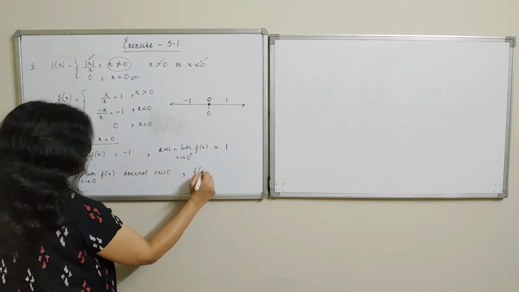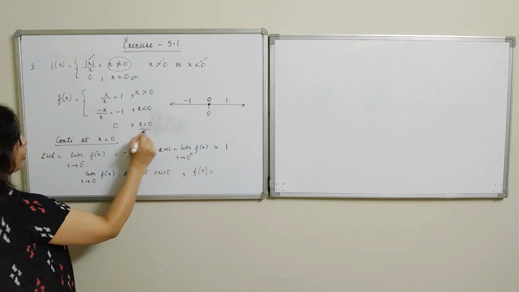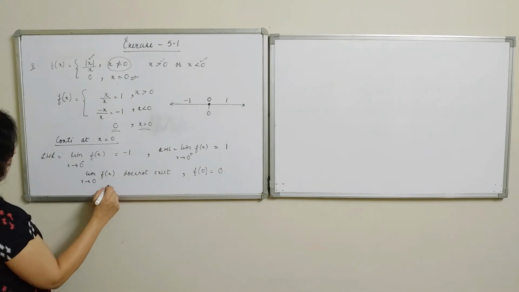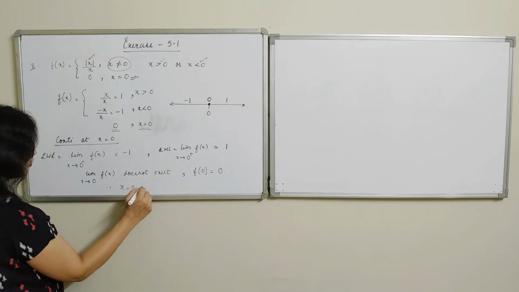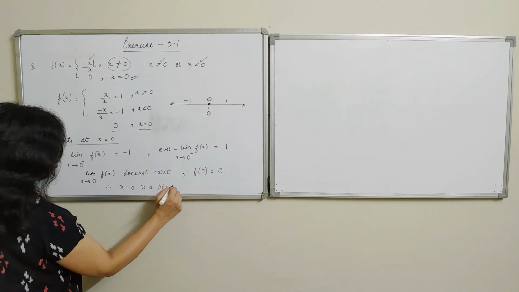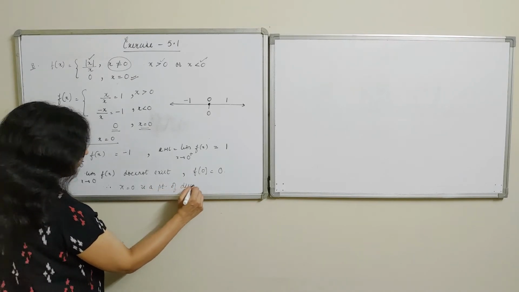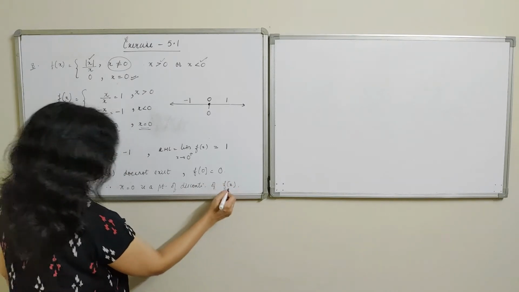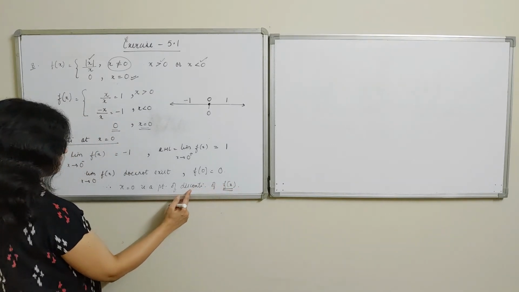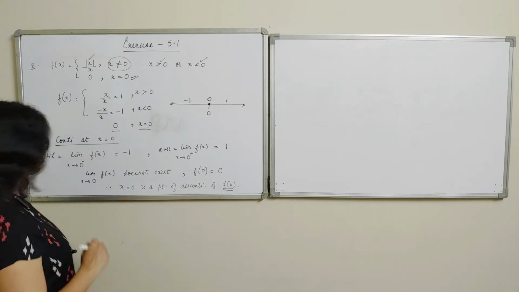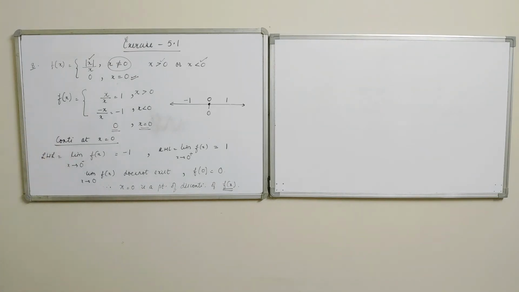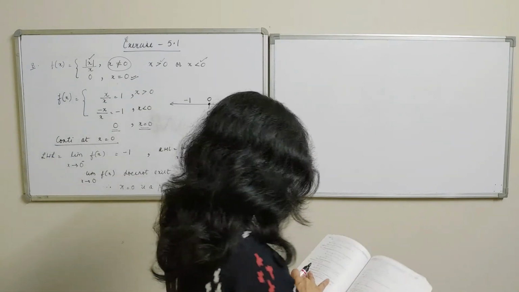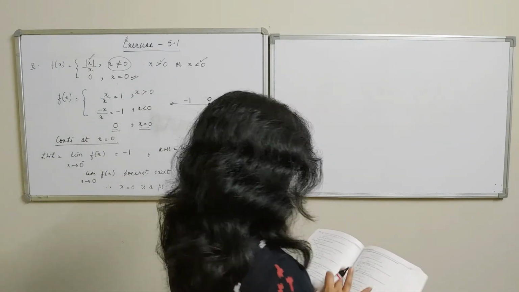Moreover, we find that the value of the function at the point x equal to 0 is 0. The limit does not exist, so that means x equal to 0 is a point of discontinuity of the function f(x), or we can say that the function f(x) is discontinuous at the point x equal to 0. So after this, we are going to try out question number 14.